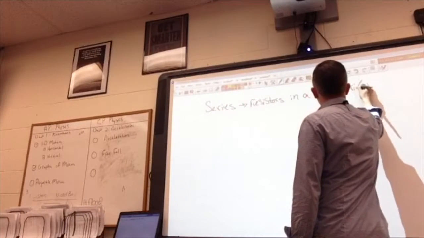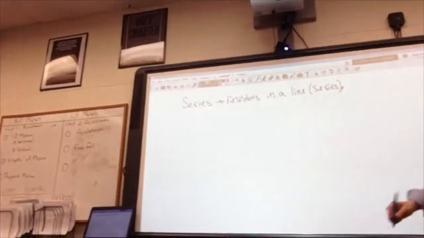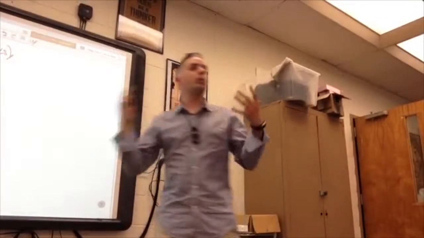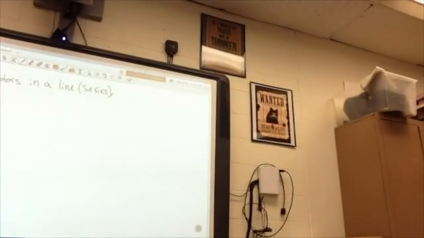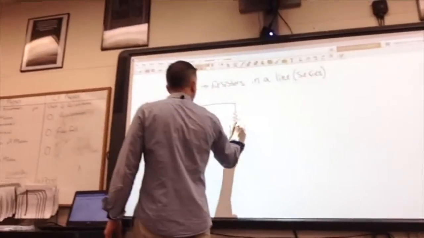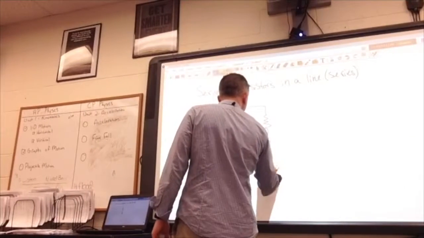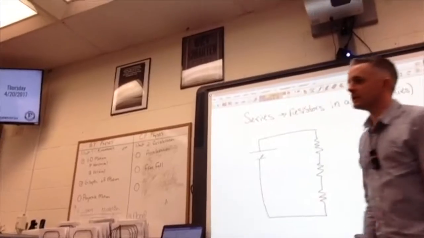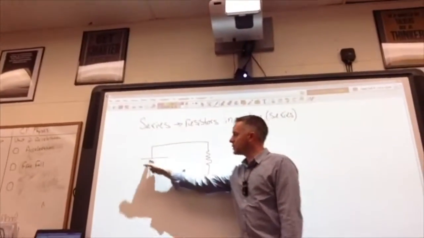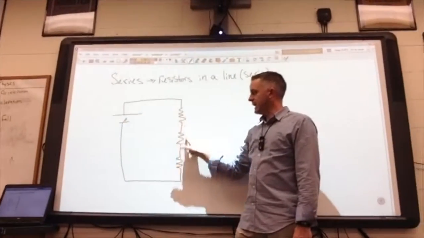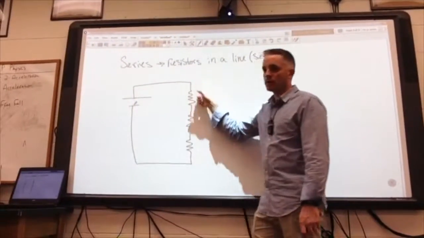In a series circuit, all your resistors, light bulbs, whatever is using the electricity, are in a line. They're in one single path. Okay? So if I've got my battery, light bulb 1, light bulb 2, light bulb 3, this would be series. In order for the electricity to come out this side and get to the other end, it has to go through all of them.